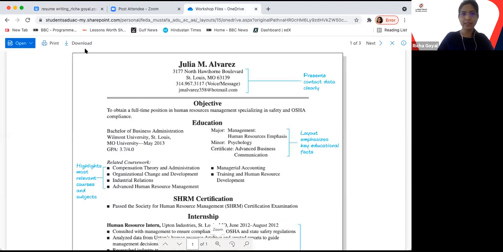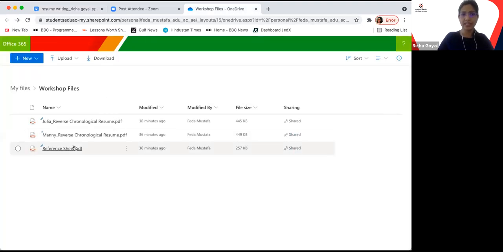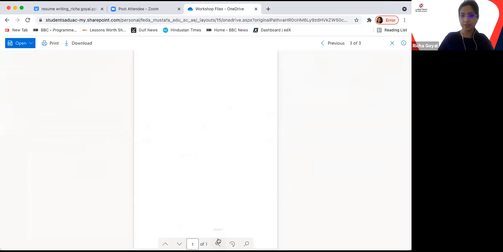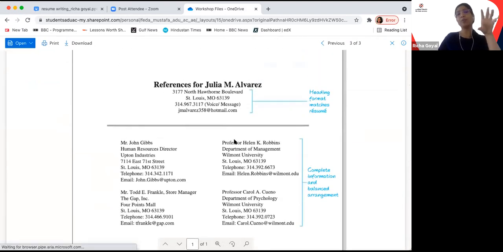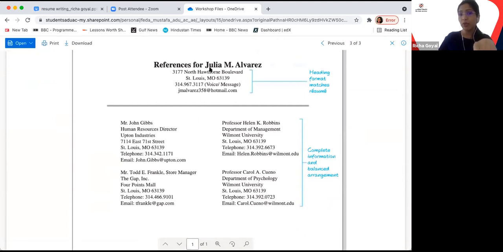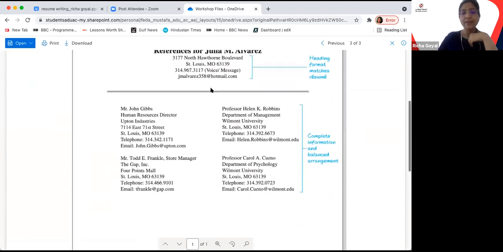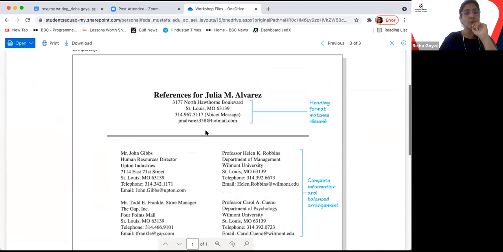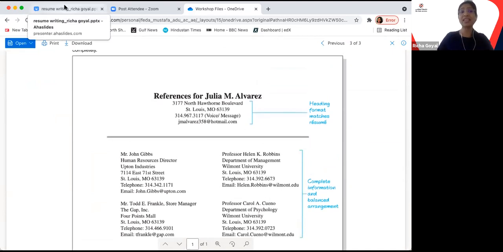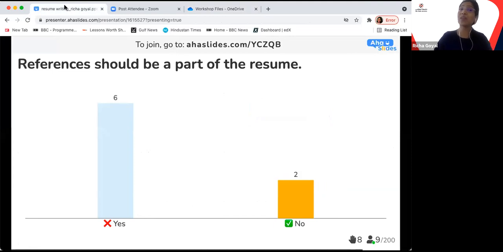See, if you go to the files, SharePoint, you'll see there's a reference sheet and it's a separate sheet. Never send your references unless asked for. So you have to prepare this reference list, with your name and your header with all your contact details. And then there are four references here, include complete information, their designation, institute, address, telephone, and professional email, not their personal email. So this reference list should always be kept ready with you, and you send it across when the person asks for it. If someone does not ask, do not send it.